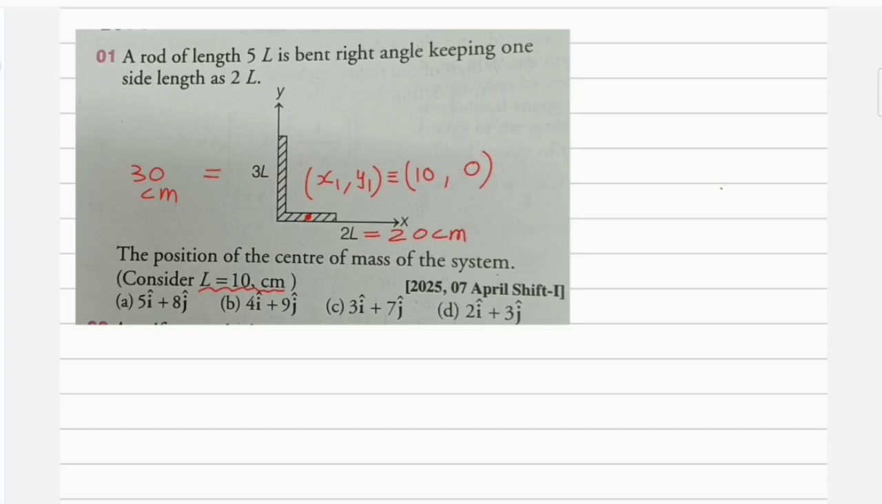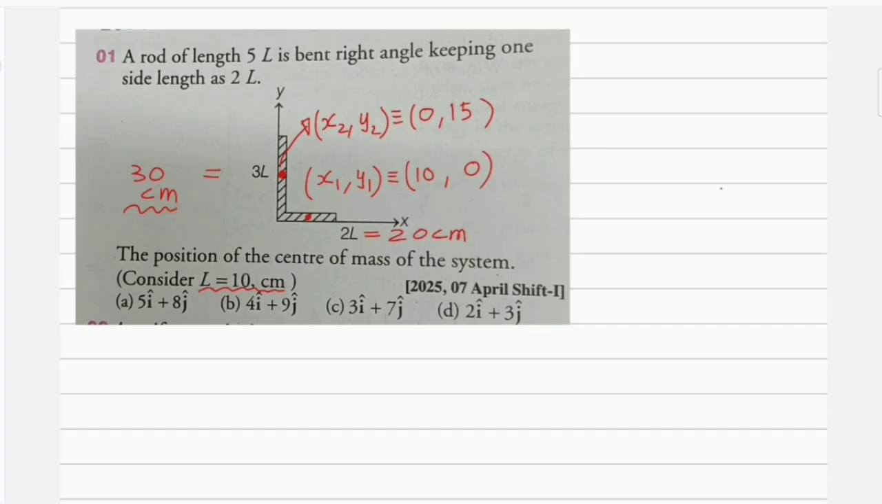For this vertical rod, the center of mass will be over here. Its coordinates are labeled as x2, y2. This point is lying on the y-axis, so its x coordinate will be 0. What about the y coordinate, students? Half of this 30 centimeter should give you 15 centimeter. So x2, y2 is 0, 15.